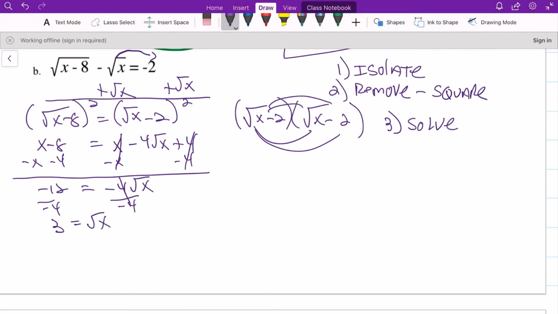Okay? So I still have this radical, and then again, what I need to do is I need to remove the radical. So it's isolated. We've gone through, basically I had to do step 1 twice in this example. What I need to do is remove the radical, so we're going to square both sides again.